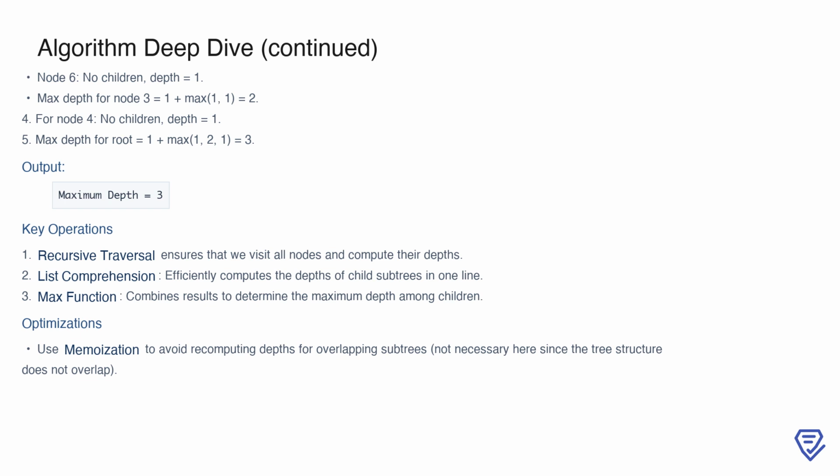Although this algorithm is both time and space efficient, there are potential optimizations. For instance, memoization could be used to avoid redundant computations in cases where multiple paths lead to overlapping subtrees. However, in this specific problem, the tree structure does not overlap, so memoization is unnecessary. The solution is already optimal for the given constraints.